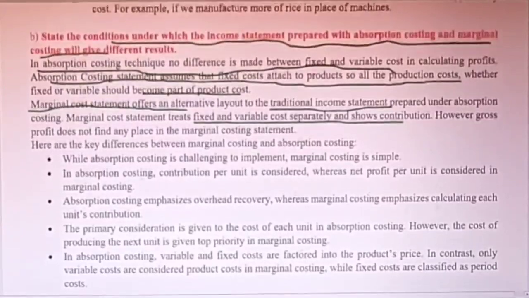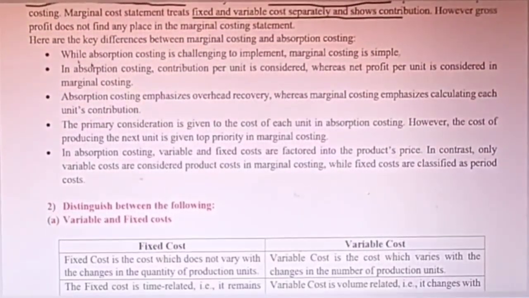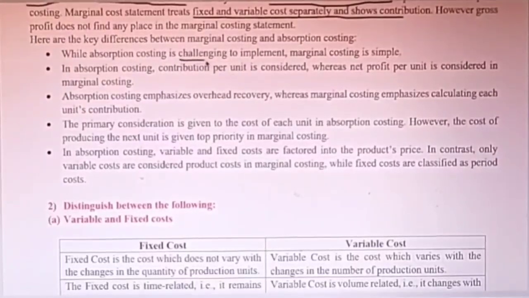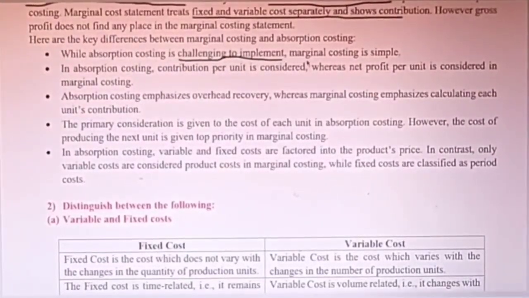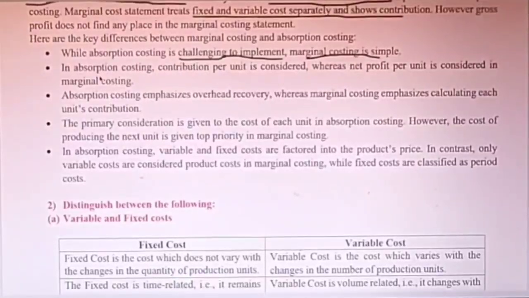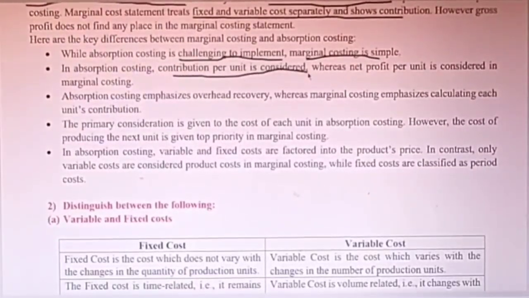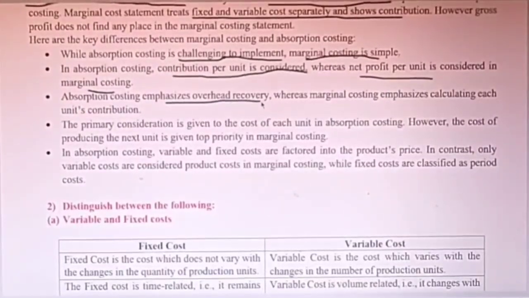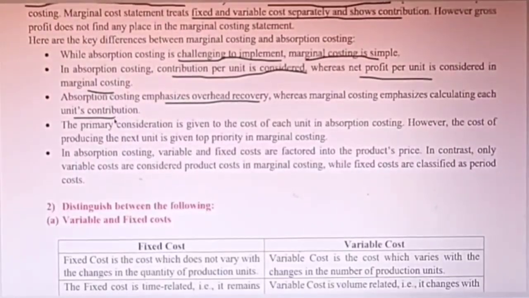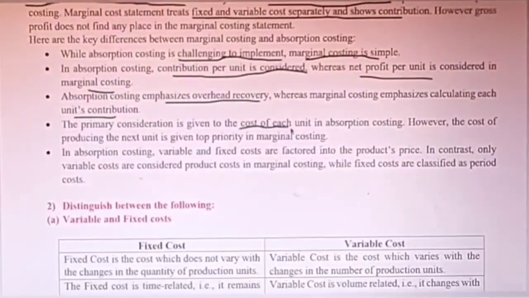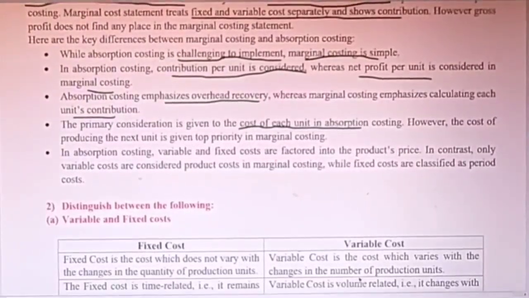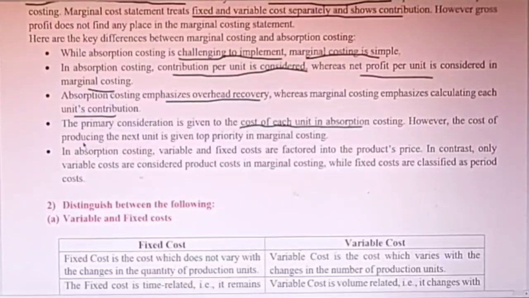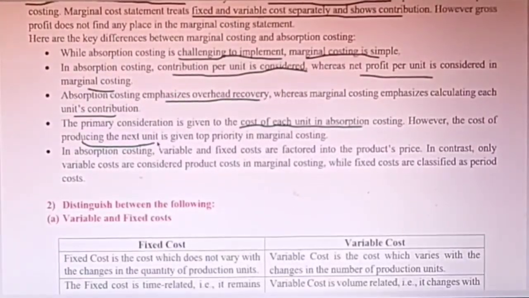And the main difference between these two types of costing: absorption costing is a bit challenging to implement, whereas marginal costing is simple and traditional. In absorption costing, net profit per unit is considered, whereas contribution per unit is considered in marginal costing. Absorption costing emphasizes overhead recovery, whereas marginal costing gives more importance to unit contribution. The primary consideration is given to the cost of each unit in absorption costing, whereas in marginal costing, the cost of producing the next unit is given more priority.